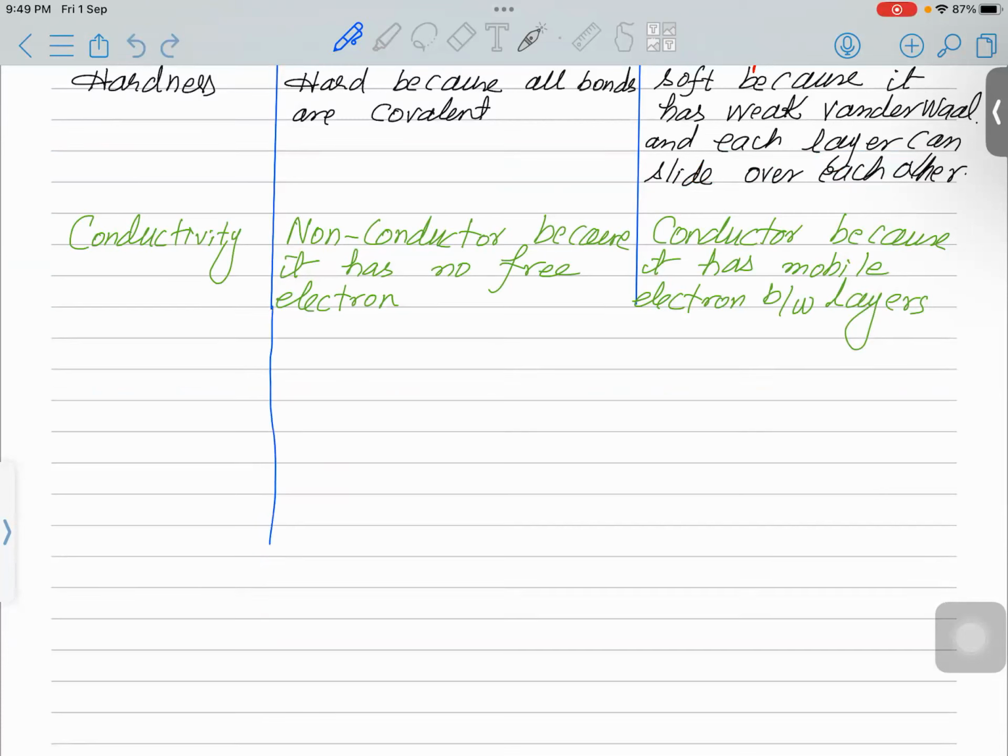Sir, can there be any alternate word for mobile? Mobile means free to move, so we can say free electrons, or free moving. In chemistry, mobile means free to move.